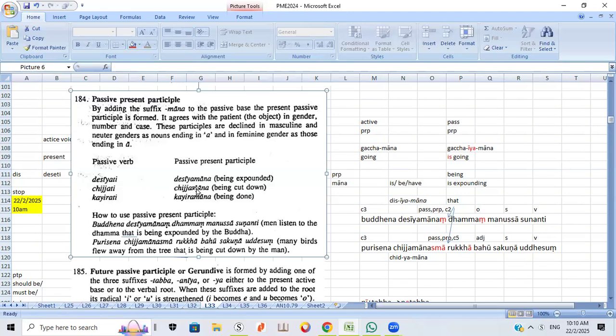So in here, if the present participle for this, you don't need the, you see this is the IYA is turned to IJJA. So it is being cut, it's being done. So this is the one you need to look at. So this is a repetition.